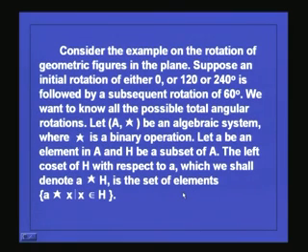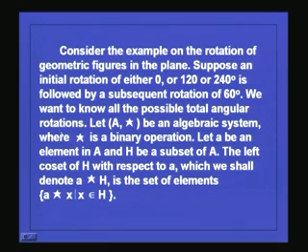Similarly, look at the example of a rotation of geometric figures in the plane. This we have considered again and again. Suppose an initial rotation is either 0 degrees, 120 degrees or 240 degrees. Afterwards, it is followed by a subsequent rotation of 60 degrees. Then what is the result? With 0 and 60 you will get 60, with 120 and 60 you will get 180, with 240 and 60 you will get 300. We want to know all the possible total angular rotations obtained like this.